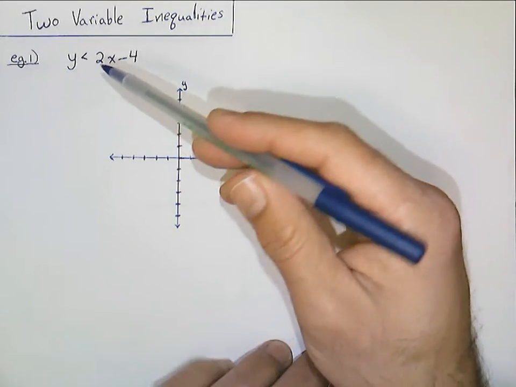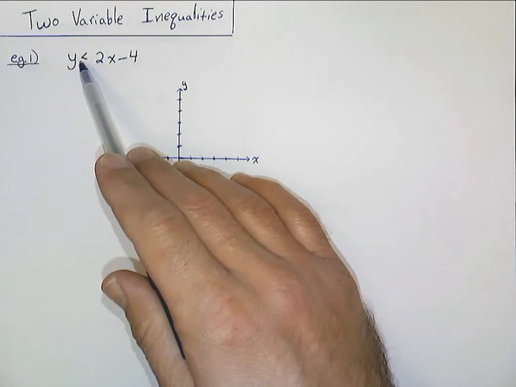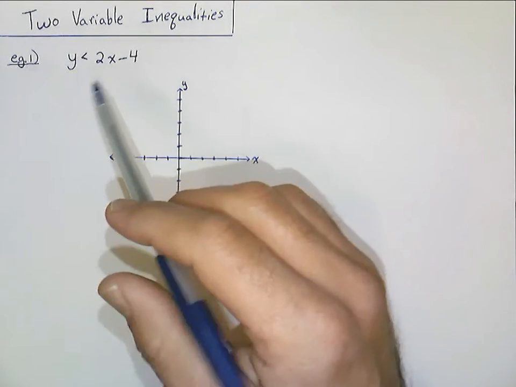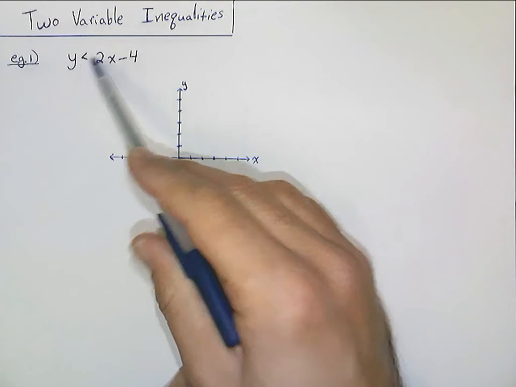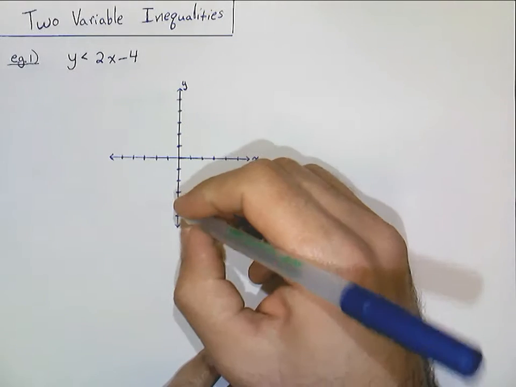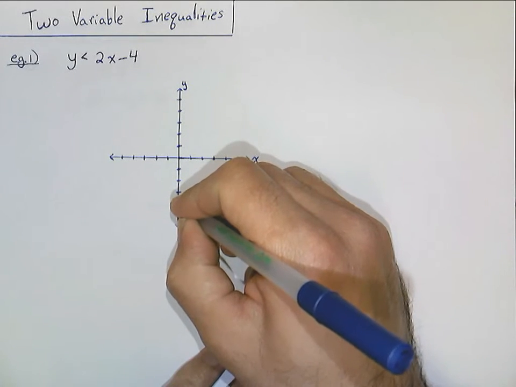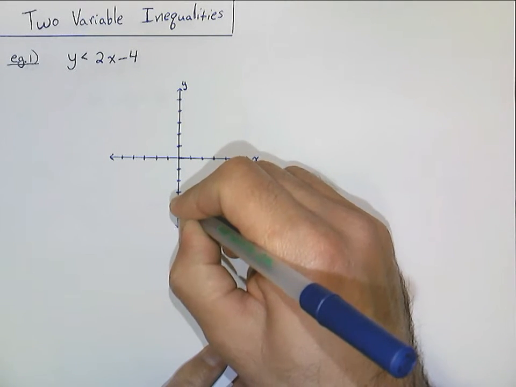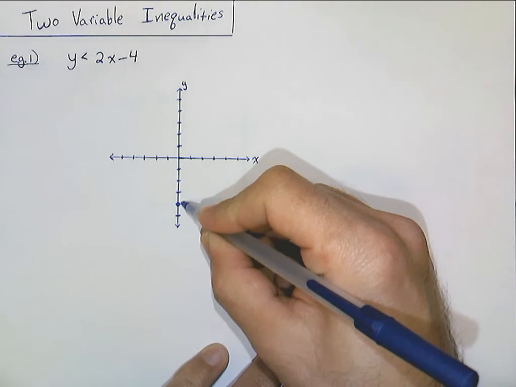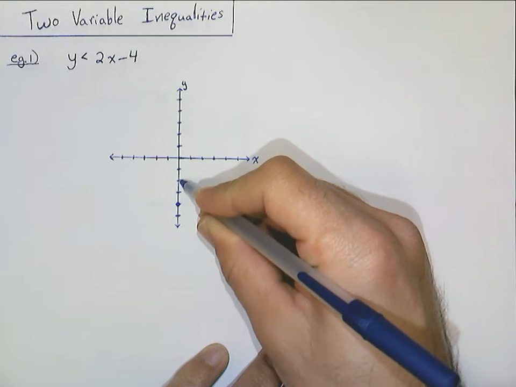So first we need to know where equality happens, and that's just, we imagine that this is an equal sign and we graph that line. So if this were an equal sign, we would have a y-intercept of -4 and a slope of 2. That's easy enough to do. So here is our y-intercept of -4, right there, and then we follow our slope of 2, meaning a rise of 2, a run of 1.